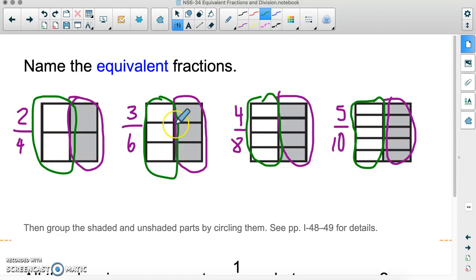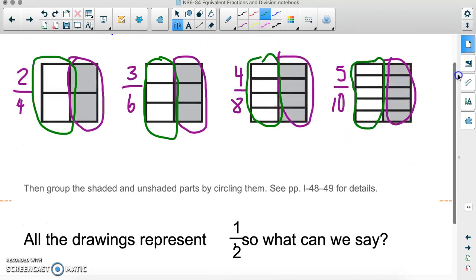So are 1/2 and 2/4 then equivalent? Are 3/6 and 1/2 equivalent? Are 4/8 and 1/2 equivalent? And are 5/10 and 1/2 equivalent? Remember that equivalent means the same or equal to. Well, let's dive into this a little bit deeper.